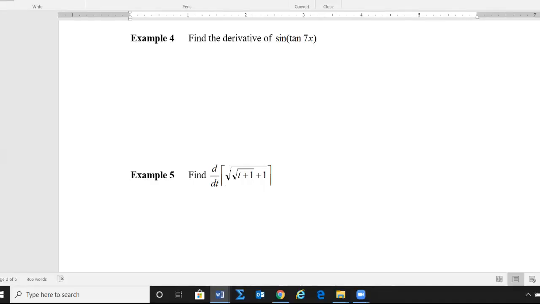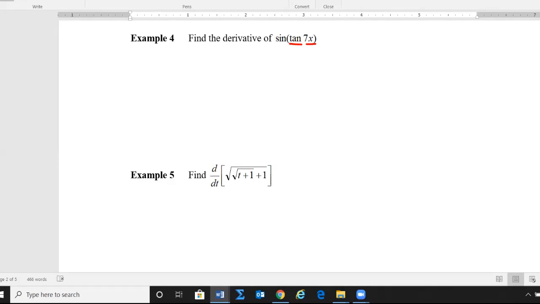Okay, another problem here. Example 4, find the derivative of the sine of tangent 7x. So we have a composition of a composition of a composition. So sine of, in other words, sine composed with a tangent, tangent composed with 7x. So when we differentiate, we're going to have three derivatives. First one is the derivative of the sine. Second one will be the derivative of a tangent. And the third one will be the derivative of 7x.